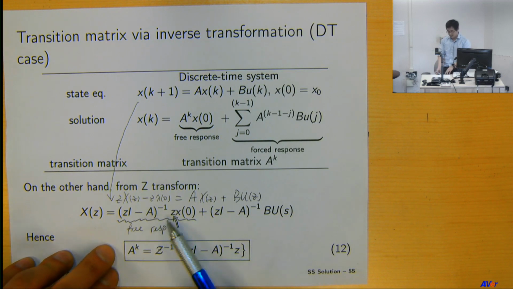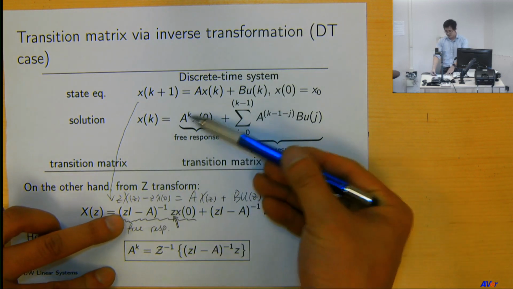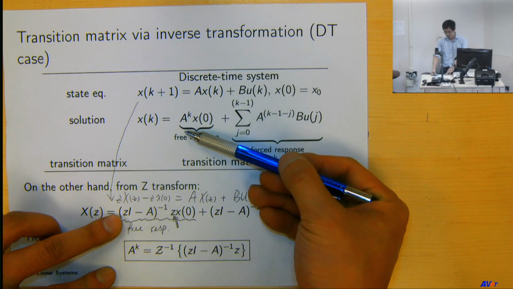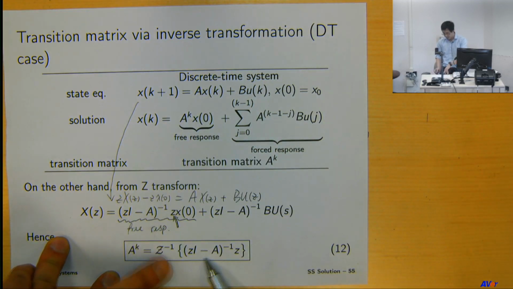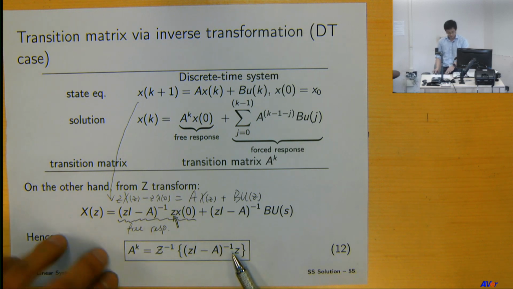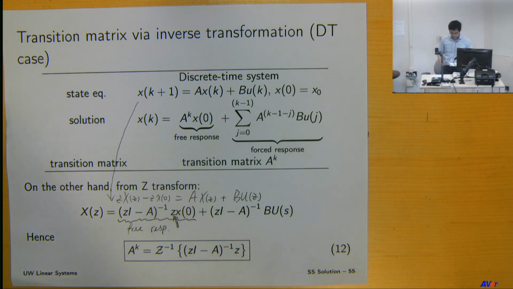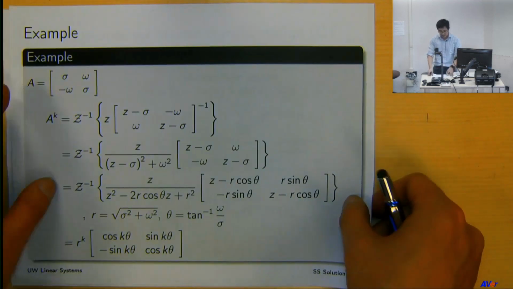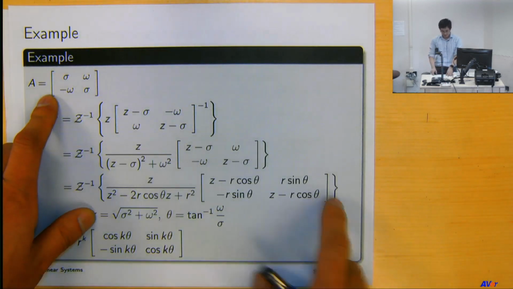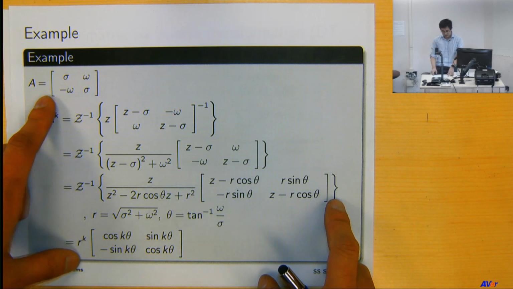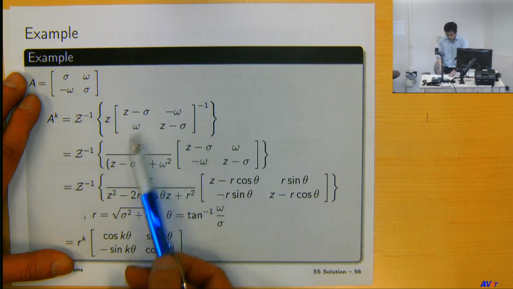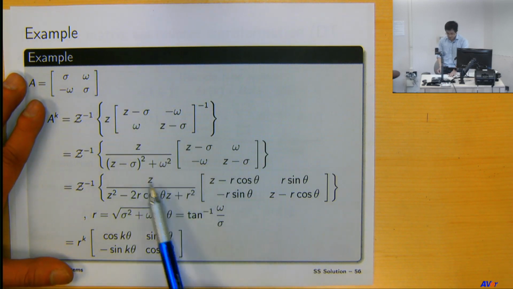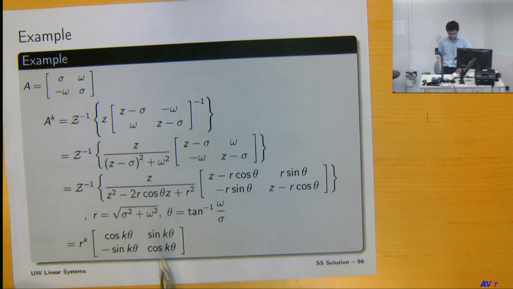Then you can compare. This must be the Z transform of this part. So A^k is the inverse Z transform of (zI minus A) inverse times z. All right? With that, you can do this in discrete time. Exactly the same logic: take the inverse of a 2 by 2 matrix, then look up a table and obtain the time domain result.